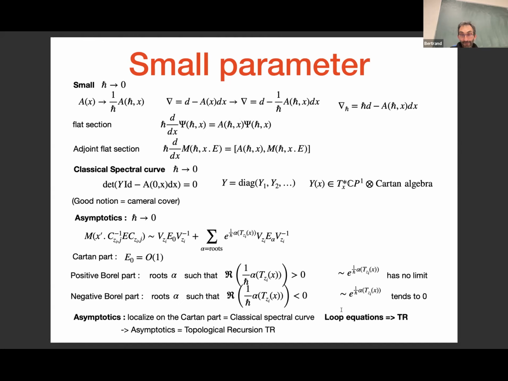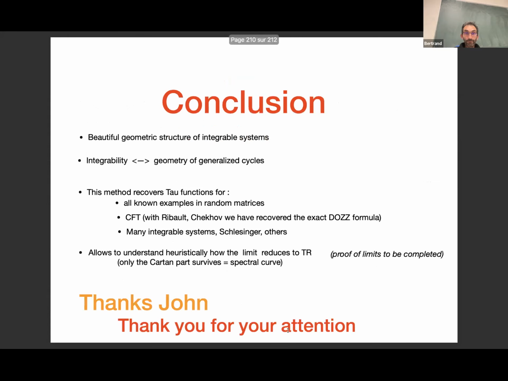So what you see in this framework is that asymptotically, when h bar goes to 0, all this framework becomes really the notion of spectral curve, and the loop equations imply topological recursion, and you see the topological recursion naturally appearing in this framework when h bar goes to 0. So many of these things are yet to be proved. It's really more heuristic. And by the way, this is a work in progress with Jacques Urtubis and Raphaël Béliard. Let me conclude my talk.